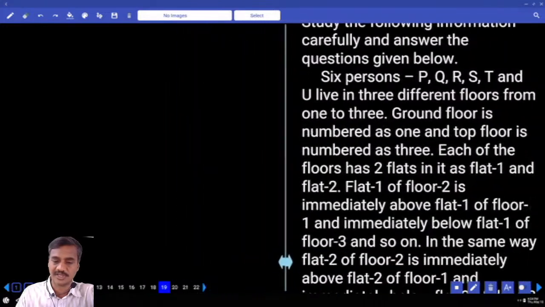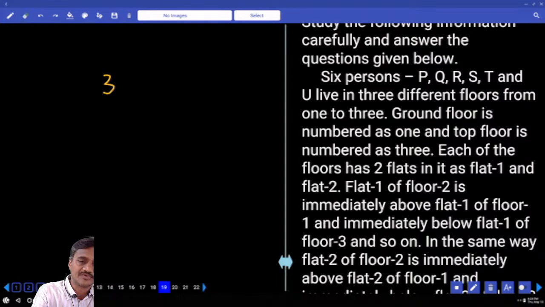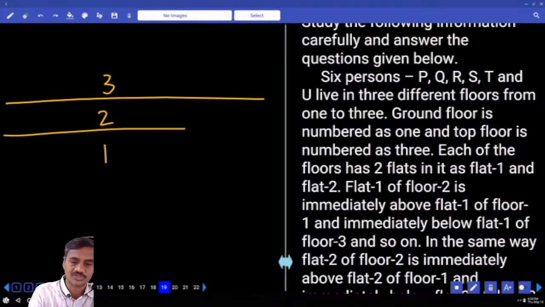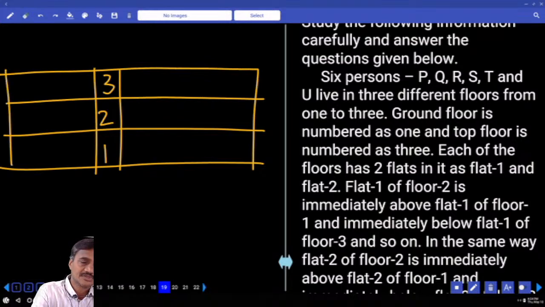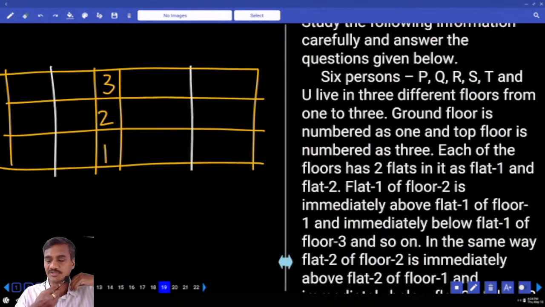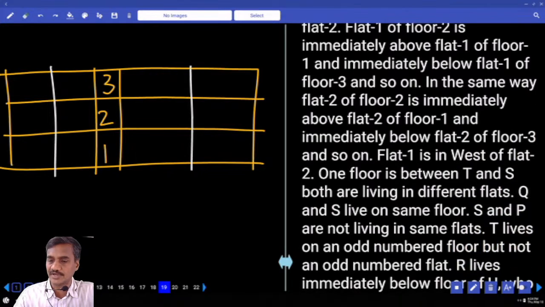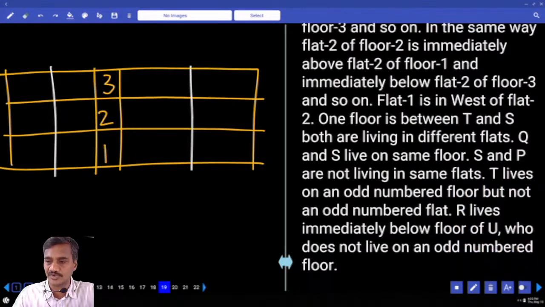The next one, question number 19 onwards, is based on floor arrangement, and there are three different floors, 1, 2, 3, isn't it? How many floors do we have? There are three different floors, 1, 2 and 3. And there are two flats in each of these floors. Then coming to condition number 1: flat 1 is immediately above flat 1, and in the same way flat 2 is immediately above flat 2, and so on.